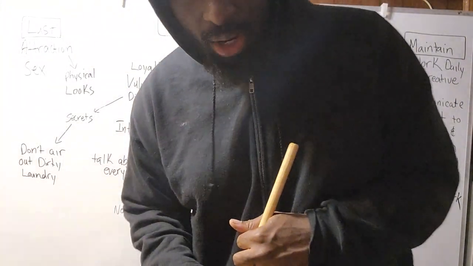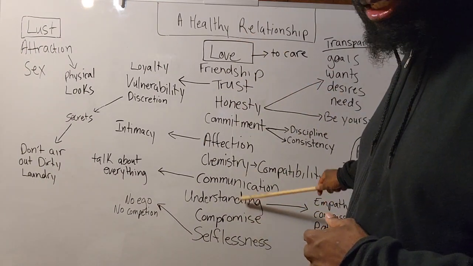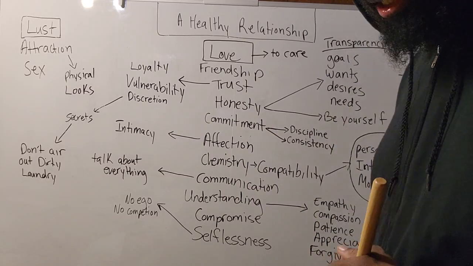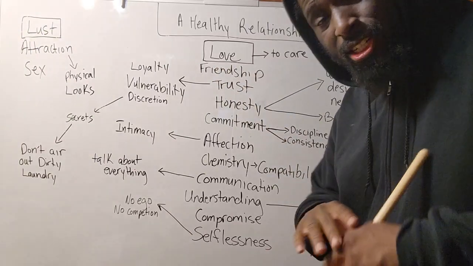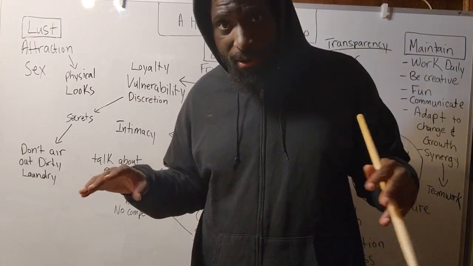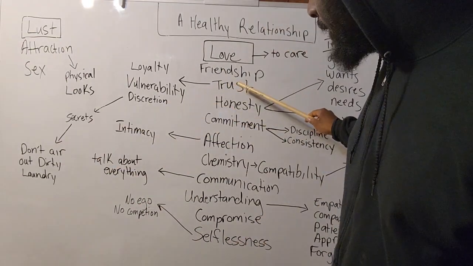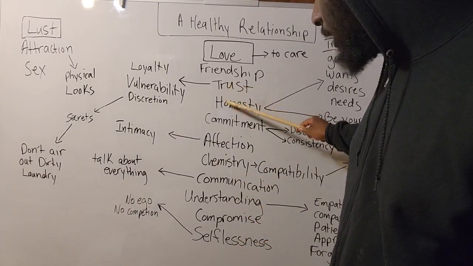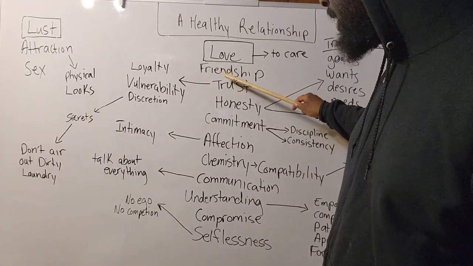Now, let me break down what love is. This is everything that comprises love. The first thing on the list is friendship. Friendship is crucial, and the reason I put it on top is because without friendship, none of these other attributes in a healthy relationship will work. So you need friendship.